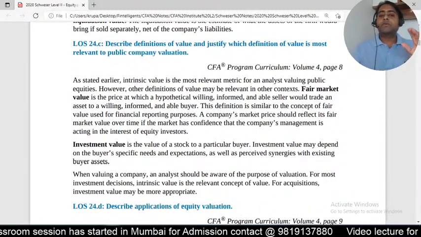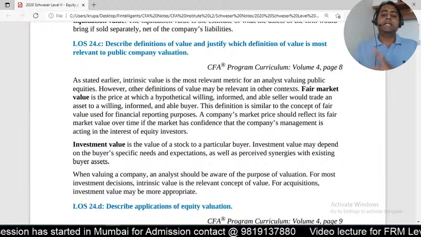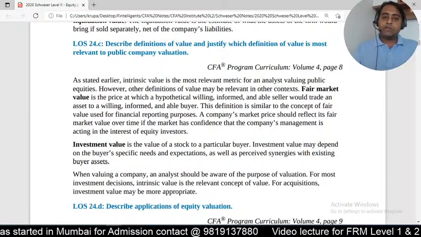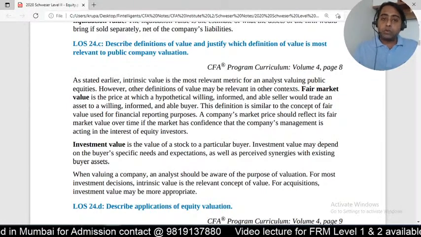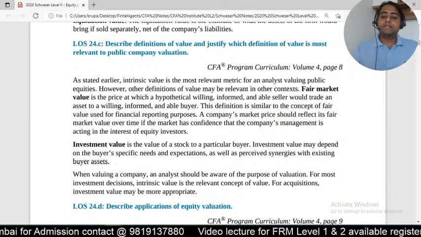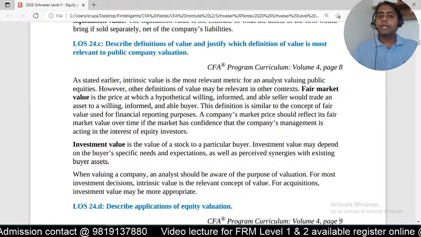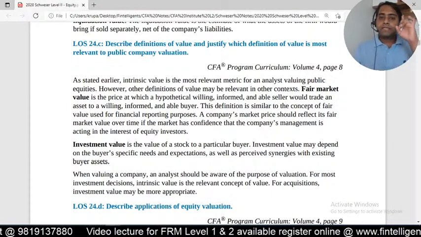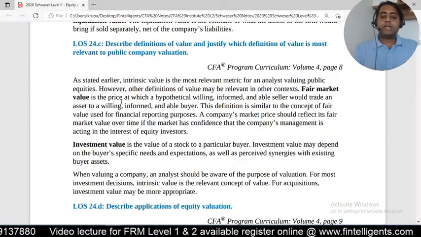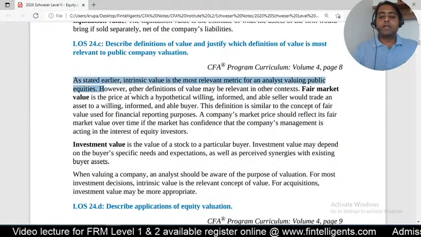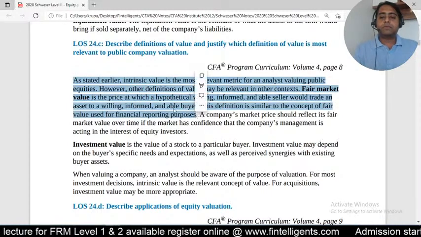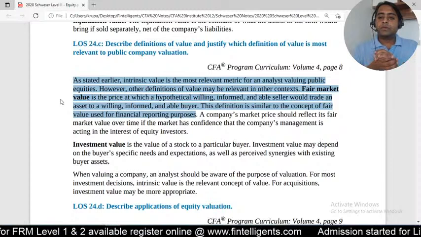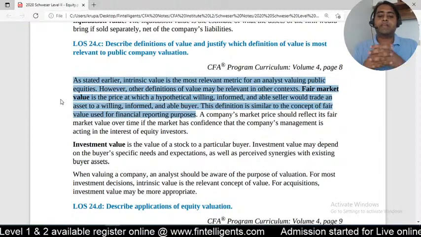Over here we're going to be reading about values in detail. There are so many values which we can calculate. Why are we only focusing on intrinsic value? There can be other values also, right? That is what has been highlighted in this learning objective. Starting now, let us have a look at this section. It talks about fair market value.